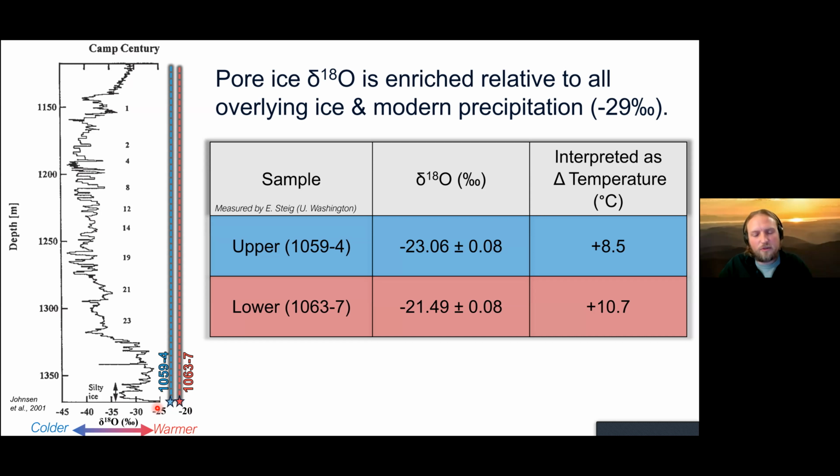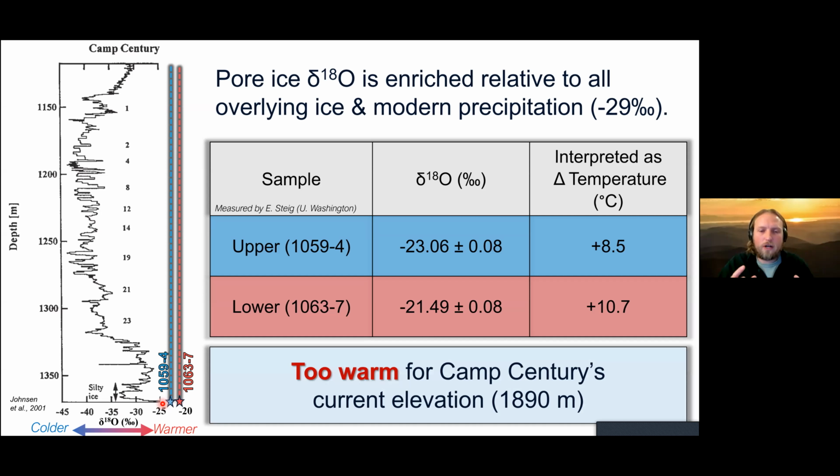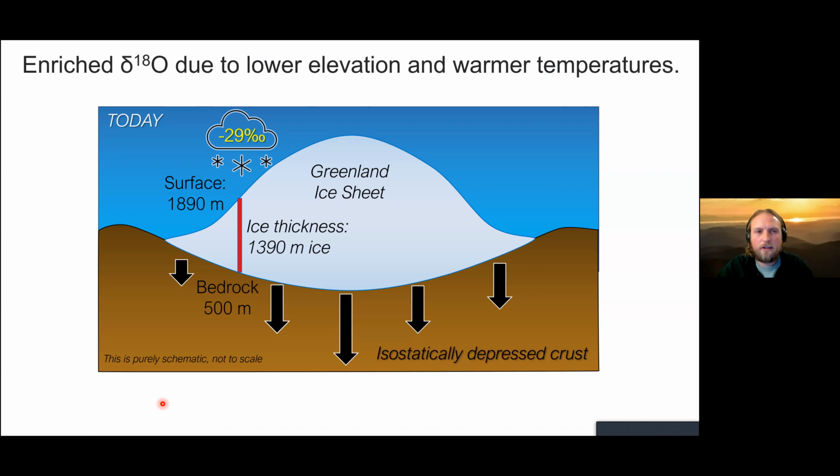If you were just to interpret this as a temperature change, we would see values of over 8.5 to over 10.5 degrees centigrade warmer than present. That does not make sense because that is too warm of conditions for precipitation to fall at Camp Century's current elevation of almost 1,900 meters. There couldn't be an ice sheet with those warmer temperatures. So we interpret these enriched stable isotope values due to a net elevation lowering effect, as well as slightly warmer temperatures.